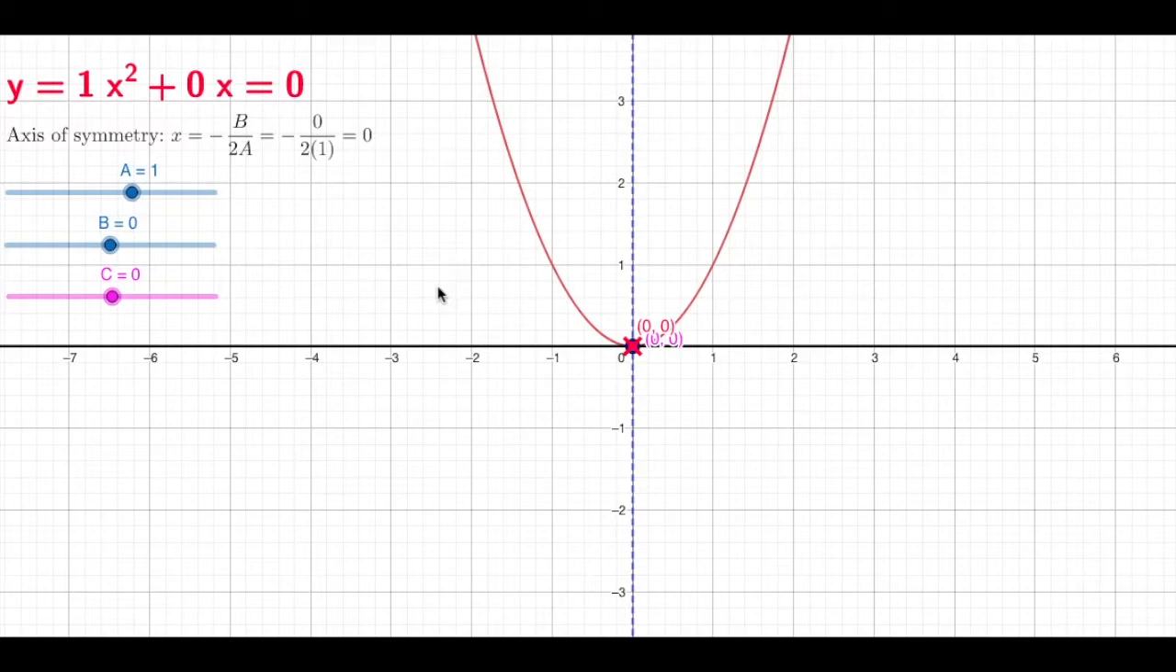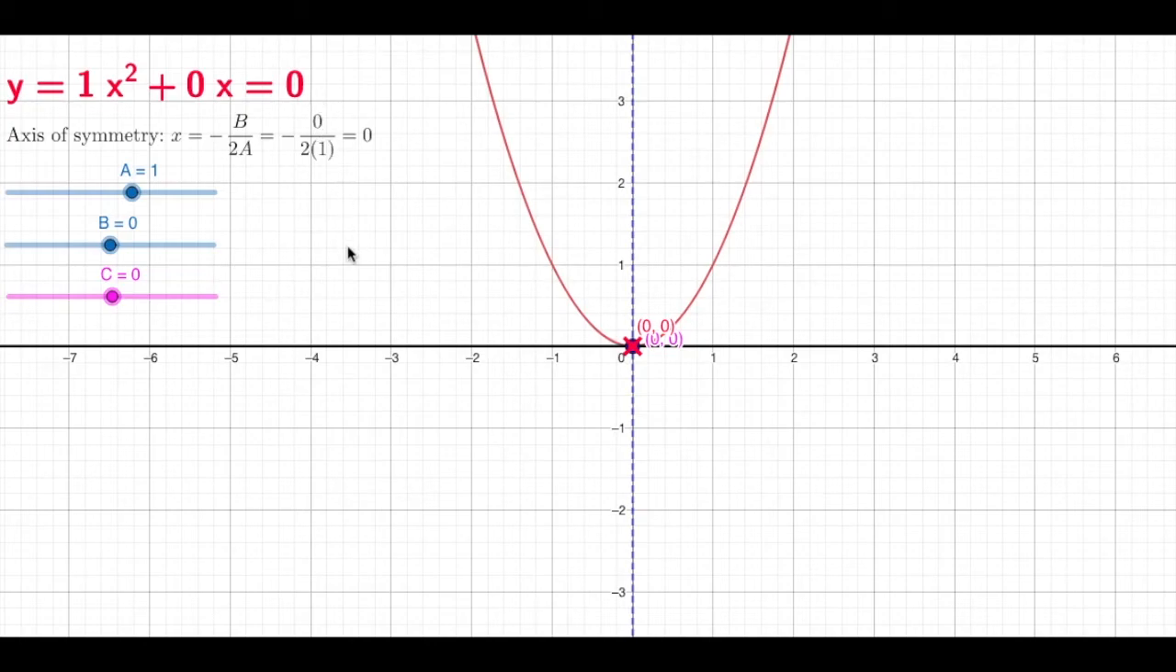So when we start with the parent function y equals x squared, we have an a value of 1, a b value of 0, and a c value of 0. When that's the case, we only have one solution, and that's at (0, 0). So when x equals 0, y will equal 0. This is called a repeated root.